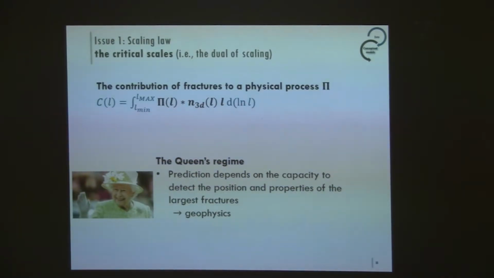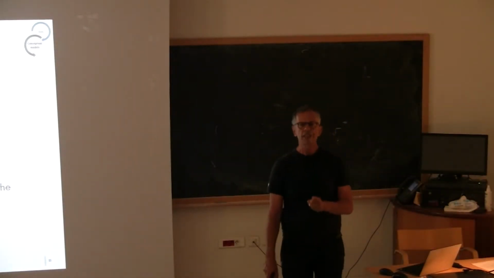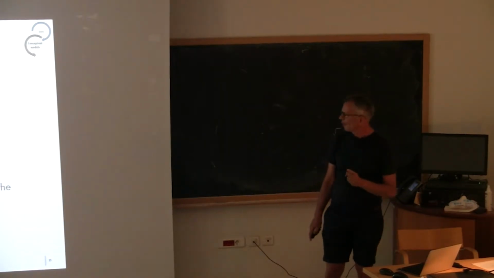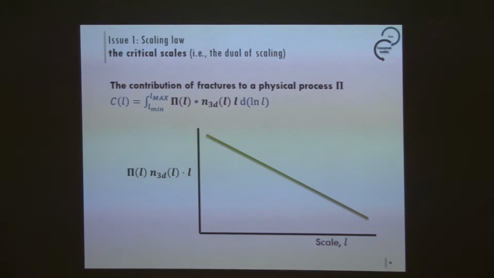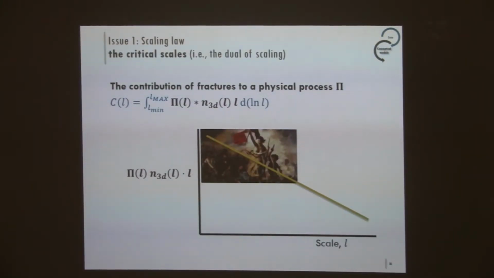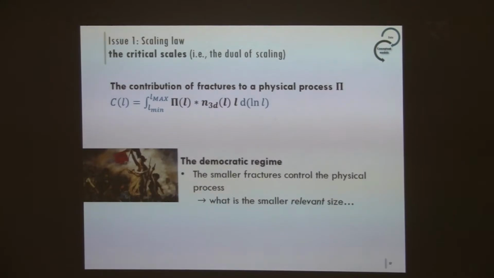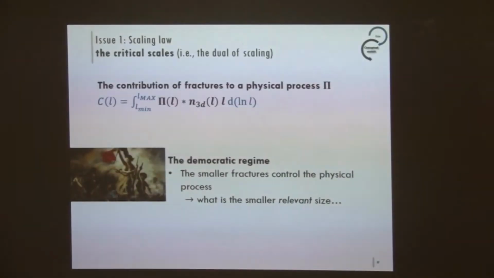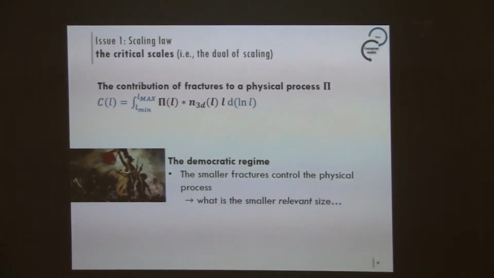So the point is that the prediction will depend on the capacity to detect the largest fractures. So this is a problem for geophysicists, because they should image the largest elements in your systems. Let's take another example. This. So now the total contribution is largely dominated by this part. Okay? So this is people who now have the power. I would say democratic regime, well, there are too many versions of democratic regime. I'm not sure that people really have the power, but let's say like that. So the smaller fractures control the physical process. But the point, of course, is what is the small size, which now becomes a critical issue.